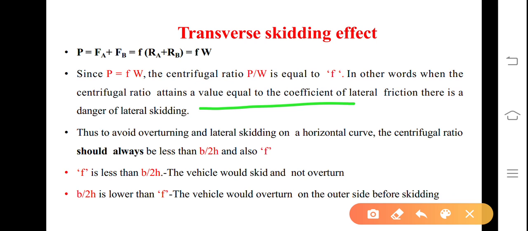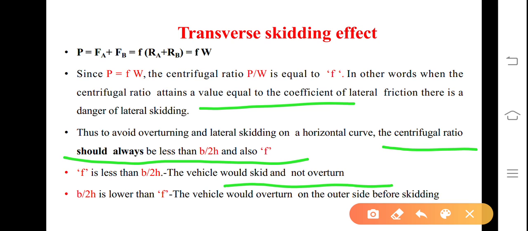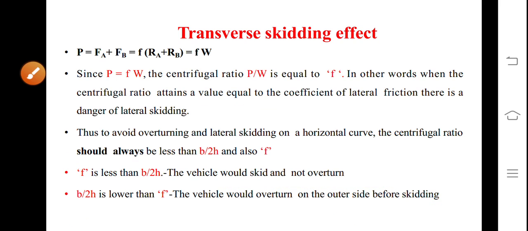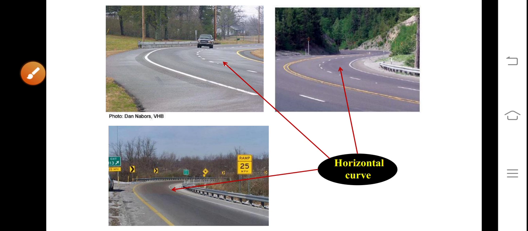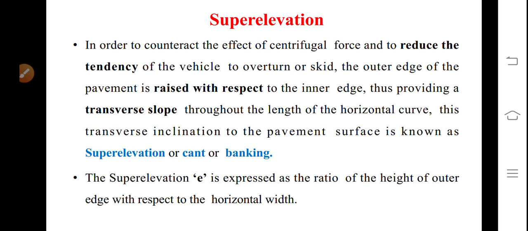Thus, to avoid overturning and lateral skidding on a horizontal curve, the centrifugal ratio should always be less than b by 2h and also f. If f is less than b by 2h, the vehicle would skid and not overturn, whereas if b by 2h is lower than f, the vehicle would overturn on the outer side before skidding. These are all horizontal curves shown with different radii. You can see very clearly, and you must have come across them when traveling on roads.